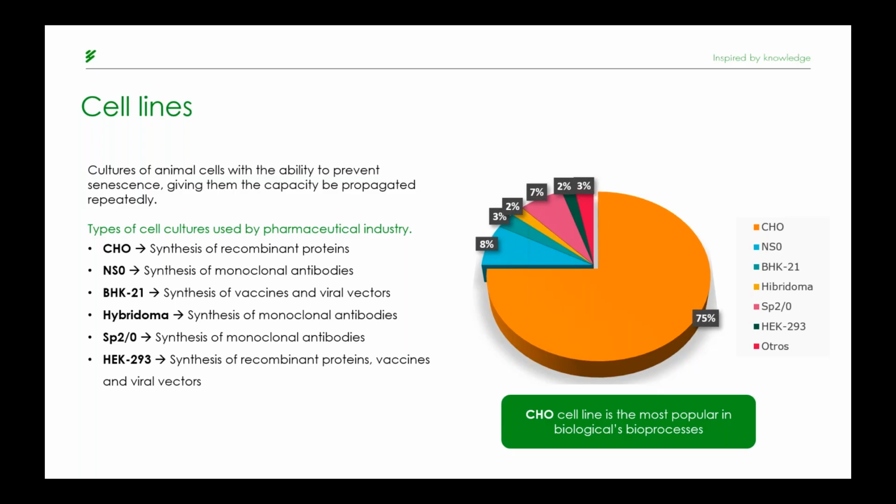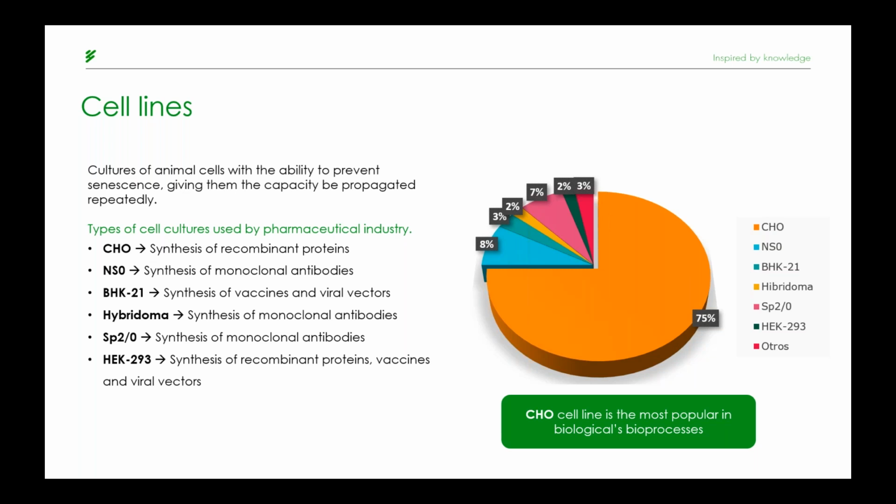The industry uses many kinds of cell lines with different qualities that favor the synthesis of recombinant proteins or other products. The most popular are the following: CHO cells, from Chinese hamster, specifically used for recombinant proteins. And NS0, which come from a myeloma and are used for the synthesis of monoclonal antibodies.